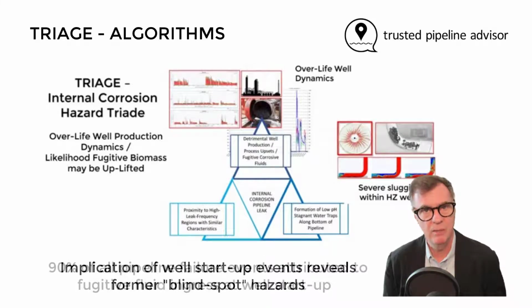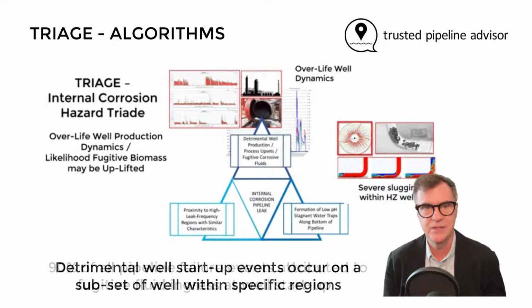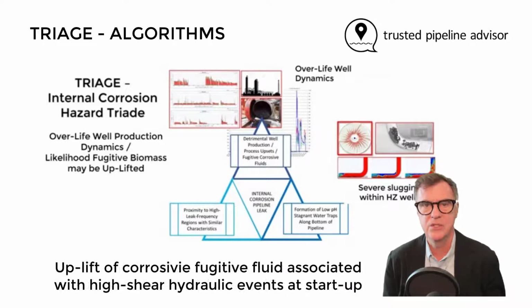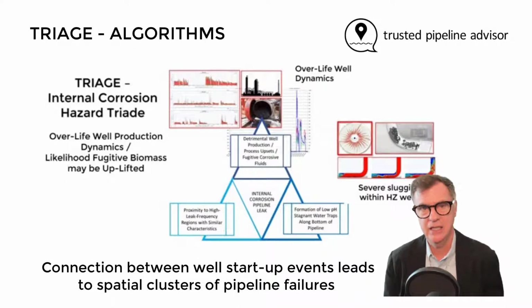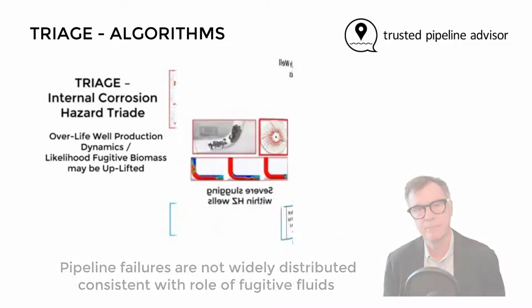More than 90% of all pipeline failures are attributed to episodic high-risk events that occur at the startup of a specific subset of producing wells in Alberta. These are startup events capable of transporting corrosive fluids associated with high shear hydraulic forces at the time of startup. The observation that corrosion damage is particularly linked to these non-routine well operations explains how failure events cluster around a subset of producing wells within a number of bad actor neighborhoods throughout Alberta. The pipeline failures are not widely distributed throughout the province.